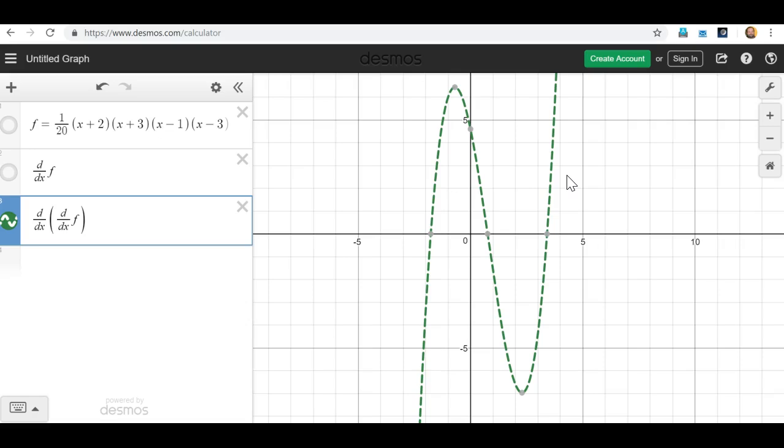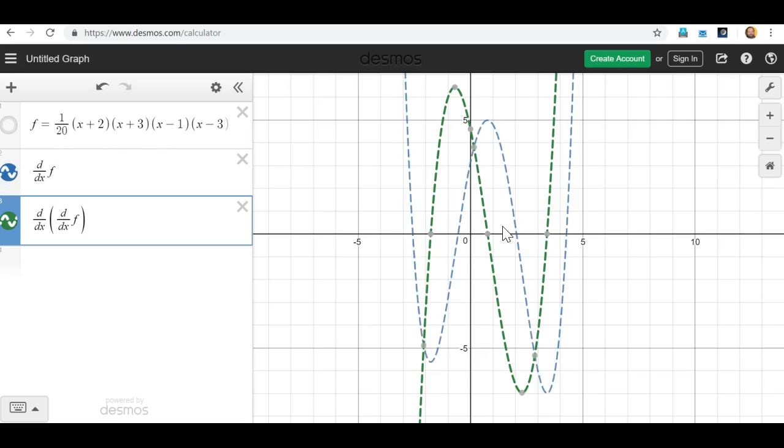So where the first derivative is increasing, then the main function should be concave up. Listen to that. Where the first derivative is increasing, the main function should be concave up. When the first derivative is decreasing, the main function should be concave down. So let's take a look at this.